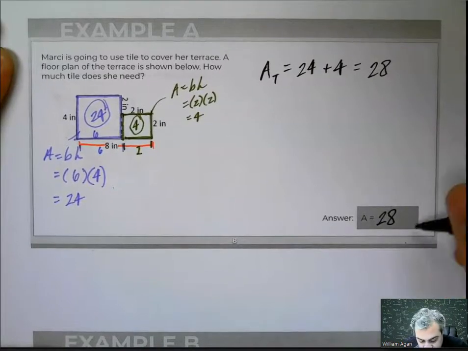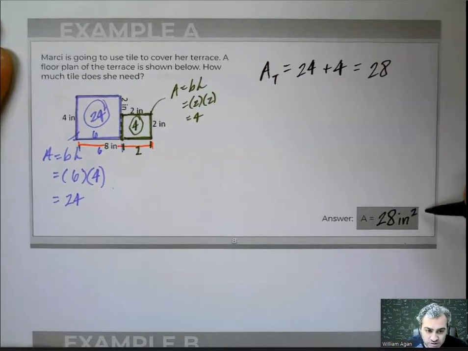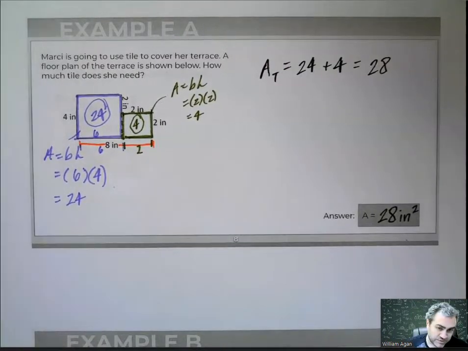And it is inches squared. But on yours, guys, you don't have to put the inches squared. Just put the number, and that's fine. Okay. You go ahead and do the your turn on your own.